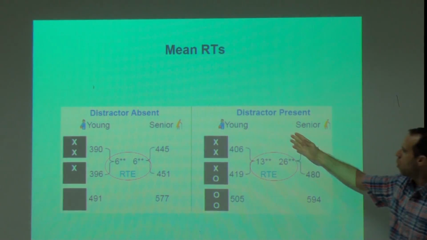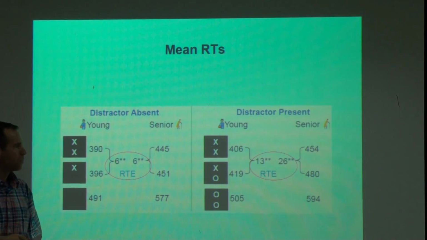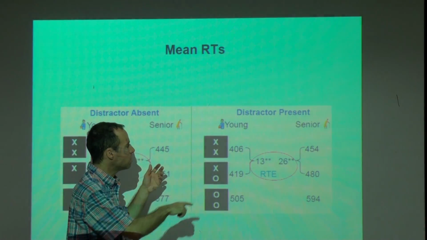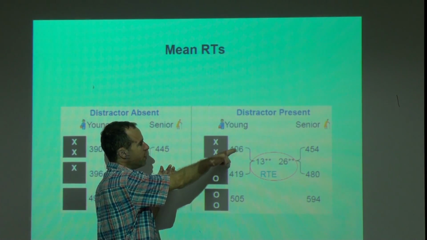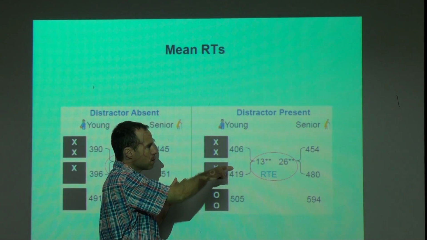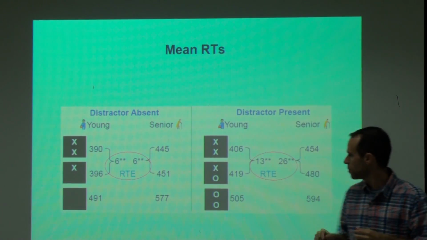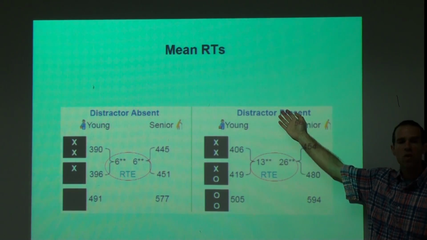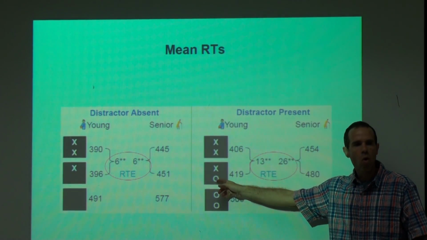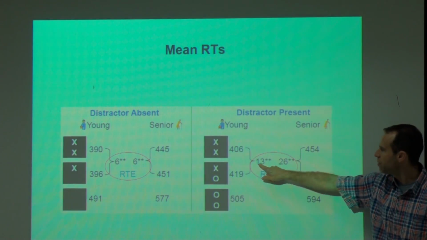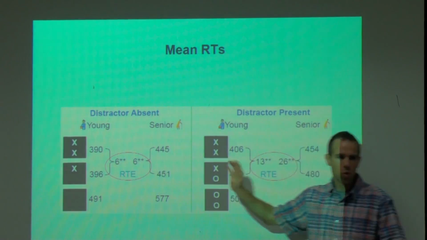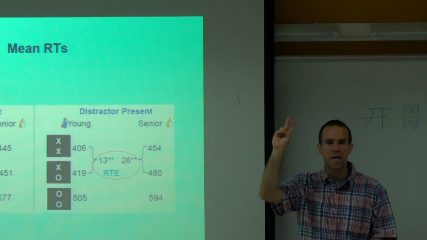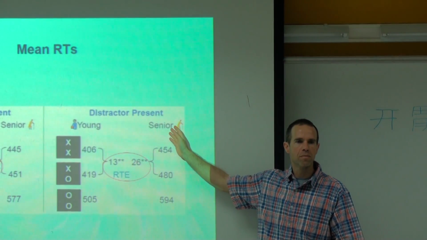But what if we look at the distractor task? In the distractor task, the younger adults have a difference of 30 milliseconds here, and the older adults have a difference of 26 milliseconds. So in other words, when there are distractors in the display, such as the O, the younger adults suffer. 13 is greater than 6. So it does impair the performance, but importantly, the effect is twice as large for the seniors.